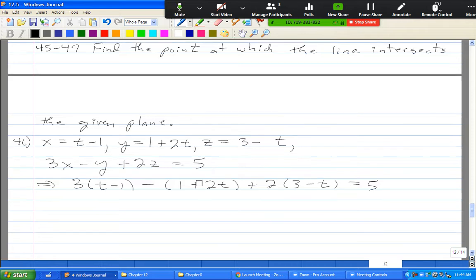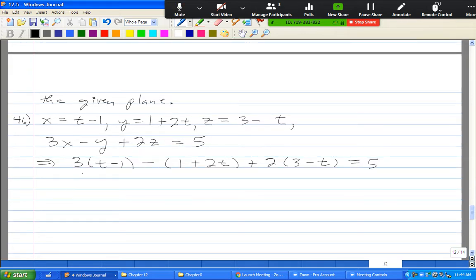So let's simplify this. So I get 3t minus 3, minus 1 minus 2t, plus 6 minus 2t is equal to 5. Let me combine like terms. So I get 6 minus 4 is 2. 3t minus 2t minus 2t is a negative 1t. So 2 minus t is 5, and so t is equal to negative 3.